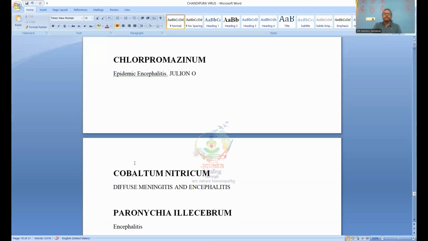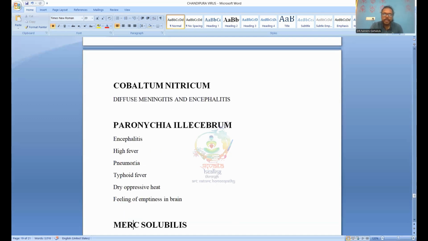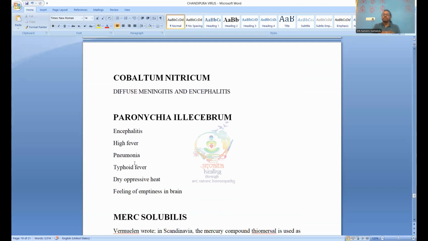Then another remedy is chlorpromazine. I think it is made up of chlorpromazine, an allopathic medicine. In it, epidemic encephalitis is written by Julian in Materia Medica of Rare Remedies. Another remedy which I came across is cobaltum nitricum. In cobaltum nitricum, there is diffuse meningitis and encephalitis.